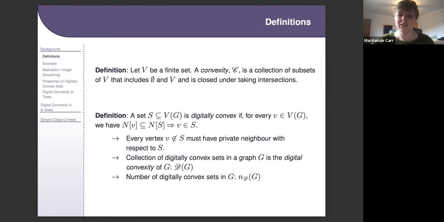So a subset of the vertex set of a graph is digitally convex if for every vertex in the graph, if the neighborhood of the vertex is contained in the neighborhood of the set, then we must have that the vertex is in the set as well. So another way we can think about this is that every vertex that's not in the set must have a private neighbor with respect to the set. So it either must not be in the neighborhood of the set, or it has a neighbor that's not in the neighborhood of the set.